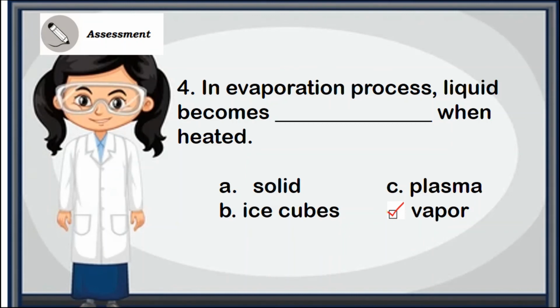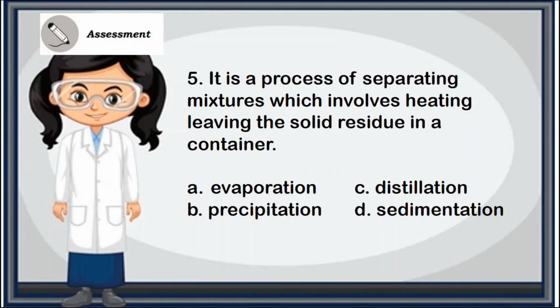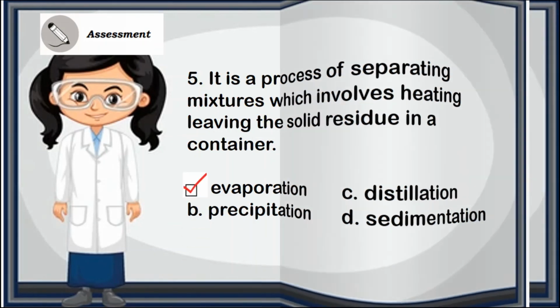Letter D. Number 5. It is a process of separating mixtures which involves heating, leaving the liquid a solid residue in a container. A, evaporation. B, precipitation. C, distillation. And D, sedimentation. The correct answer, again, our lesson for today is evaporation. Okay, next, number 6.